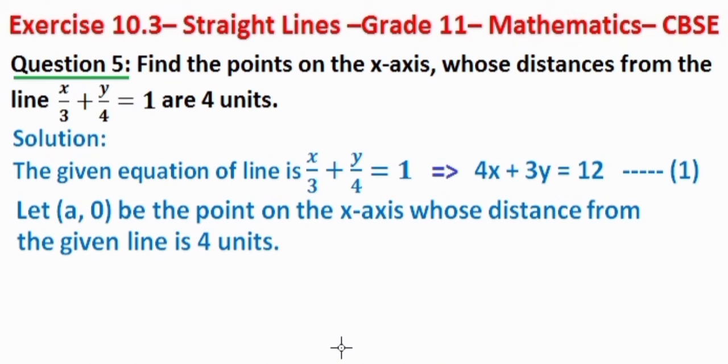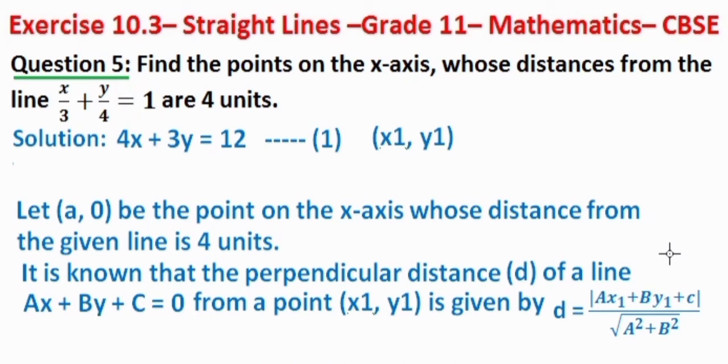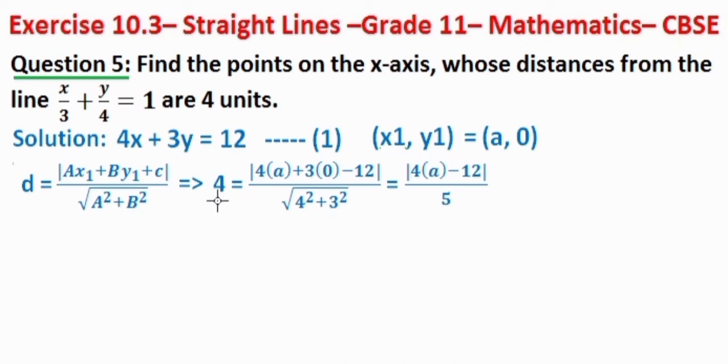Now look here. We need to use the distance formula. For the line ax plus by plus c equal to 0 and the point (x1, y1), the distance d is equal to the modulus of ax1 plus by1 plus c, whole divided by the square root of a square plus b square. Here we apply a equal to 4, b equal to 3 and c equal to -12. The point is (a, 0), and d is given as 4 units. So a is 4 and x1 is a, b is 3 and y1 is 0, then c is -12.